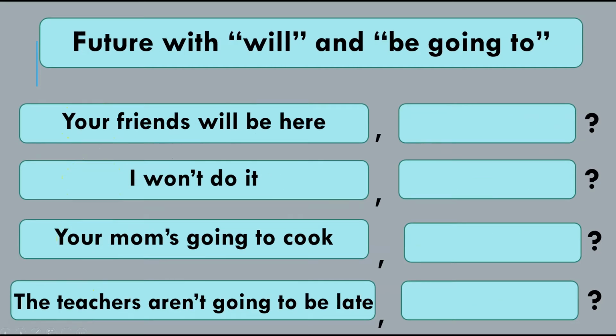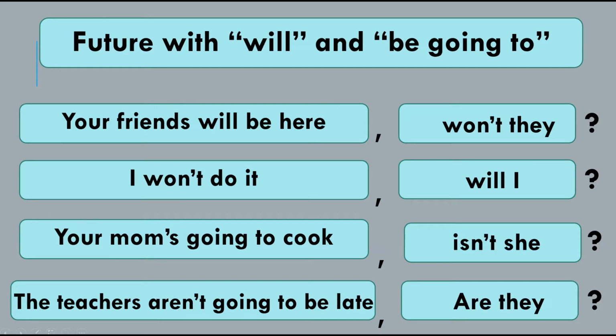Examples with future for will and be going to. Your friends will be here, won't they? I won't do it, will I? Your mom's going to cook, isn't she? The teachers aren't going to be late, are they?